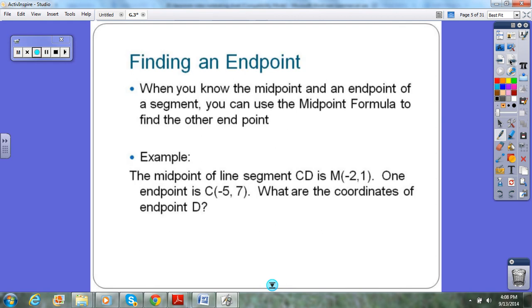Now let's find an endpoint. When you know the midpoint and an endpoint of a segment, you can use the midpoint formula to find the other point. So if we look at this example, the midpoint of line segment CD is (-2, 1), and one of the endpoints is (-5, 7). We want to know what are the coordinates of endpoint D.